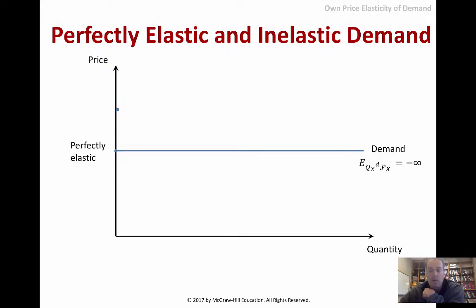Okay. Perfectly elastic is a little bit stranger in that it's horizontal, which says if you try to go above or below the price, let's just stick with above, there's no demand for that. And this has to do with perfectly competitive markets, which we'll talk about in a later chapter.